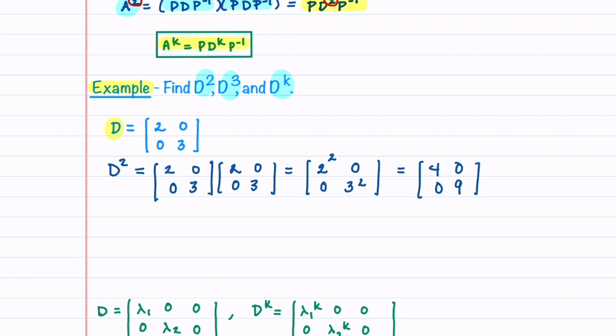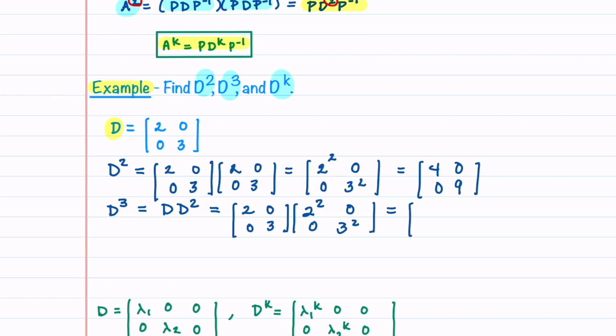4, 0, 0, 9. Let's now compute D cubed. So our D cubed is just going to be D times D squared. We have 2, 0, 0, 3, and then I'm going to use the form of D squared that has a 2 squared, a 0, 0, and a 3 squared in it. This way we can see the formula a little bit easier.